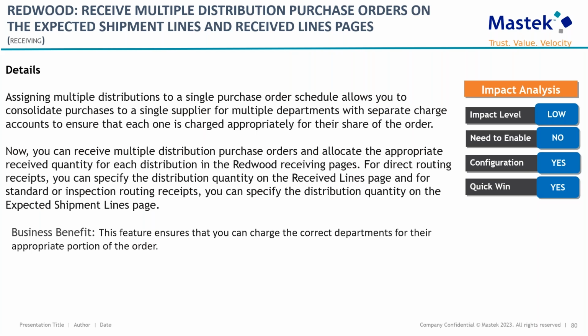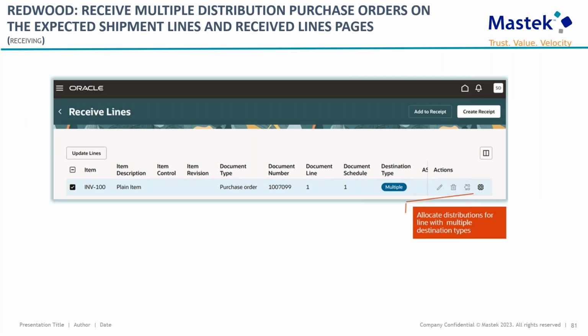You can click the allocate distribution icon to manually enter or automatically prorate quantities across different charge accounts, sub-inventories, or requesters. Once allocated, the system splits the PO lines by destination types to ensure accurate accounting. This feature helps streamline receiving while making sure each department or destination is charged correctly for its share of the order.